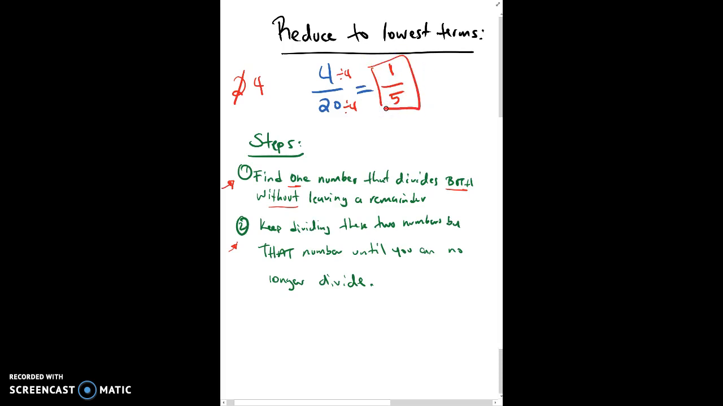Sometimes you might need to divide by different numbers. For example, you might first need to divide a fraction by 4 and then realize that you can still divide by 2. When that's the case, just keep dividing. Remember, always keep dividing until you can no longer find any numbers that go into these two.